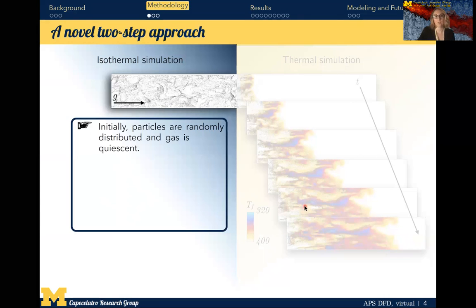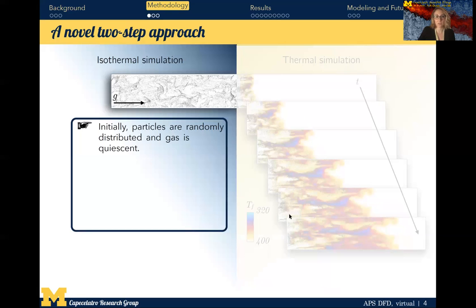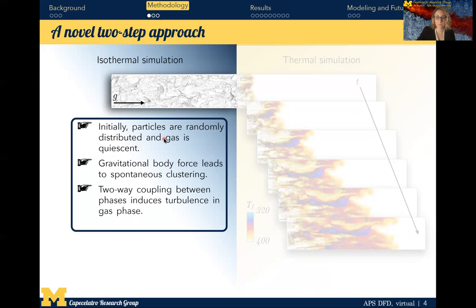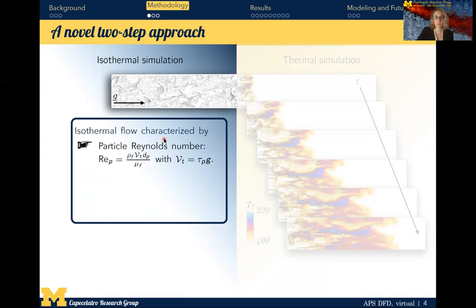To do this, we conduct a novel two-step approach in which we first conduct an isothermal simulation where particles are initially randomly distributed and the gas phase is quiescent. The gravitational body force leads to spontaneous clustering in the particle phase, and then two-way coupling between the phases induces turbulence in the gas phase. This isothermal flow can be characterized by a small set of non-dimensional numbers, including the particle Reynolds number, which is a Reynolds number defined using the terminal velocity of a lone particle in an equivalent flow, defined as the particle response time times gravity, as well as the particle diameter. Another important parameter to characterize the flow is the particle volume fraction, and then the mass loading.